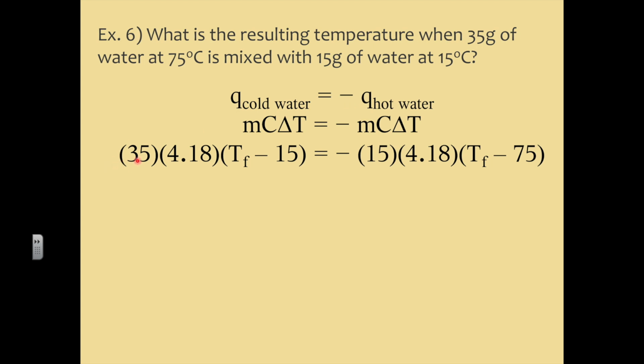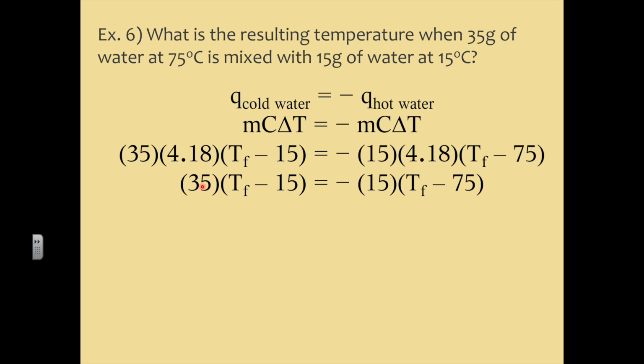And we will have our cold water is 35, our specific heat was 4.18, and this is 4.18, and this is a final minus initial, and then our final minus initial. Now those final temperatures are assumed to be the same, and that's going to be the key here. It looks like there's 2 variables, but there's really only one. So we just need to algebraically solve for this. Well, we'll just cancel out that 4.18, because that's the same on both sides.